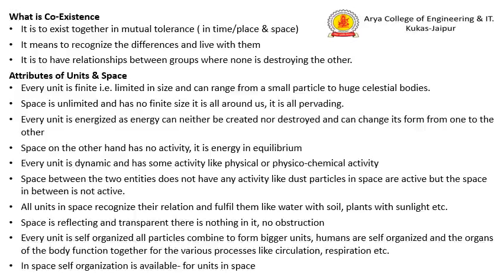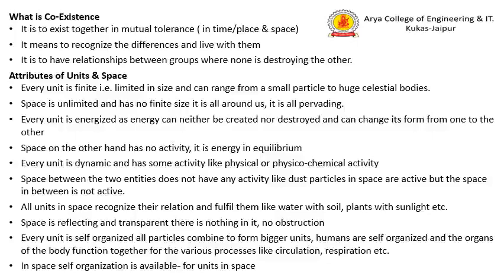Now what are the characteristics of units and space? Let's quickly recap this particular topic. Now every unit, it is finite, that is it has a limited size. It is limited in its form, and it can vary from a very small particle to a big celestial body like sun, moon, stars. Space, on the other hand, is unlimited. It is everywhere. It has no fixed size and it is all around us.